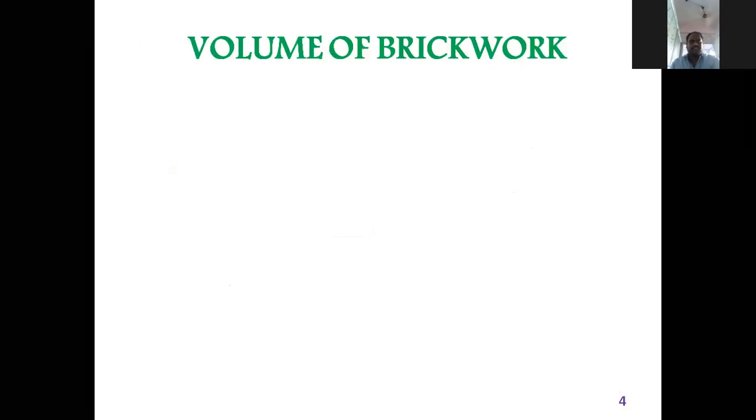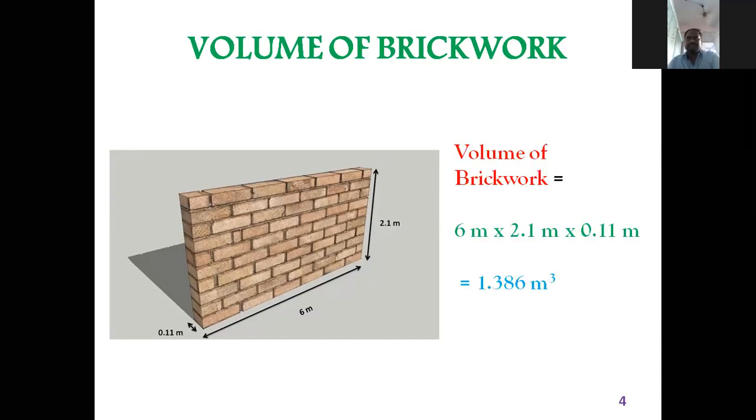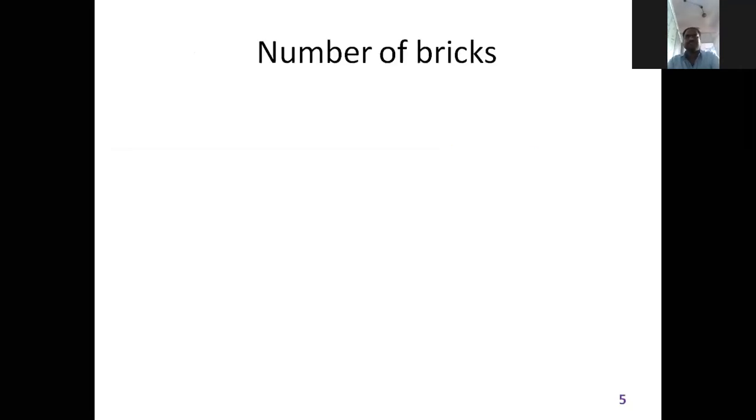Now we want to know the volume of brickwork. For that purpose, for the brick wall, I am going to multiply these three: length into breadth into height. It is taken as the volume of brickwork. So 6 meter into 2.1 meter into 0.11 meter is equal to 1.386 meter cube. Here it is three-dimensional, so I am using meter cube.